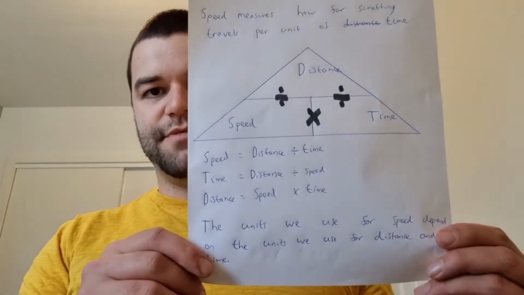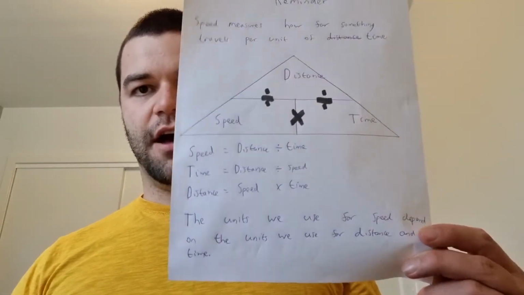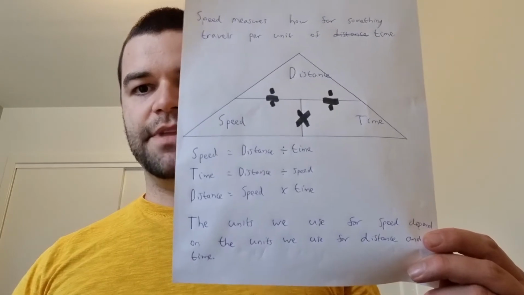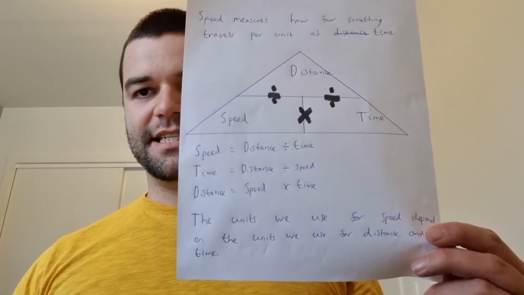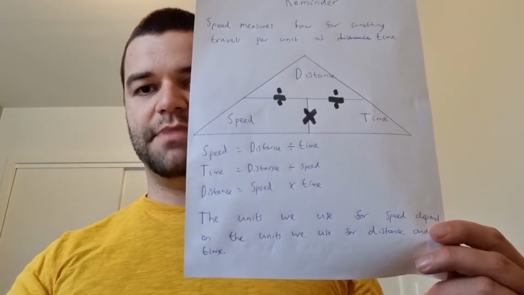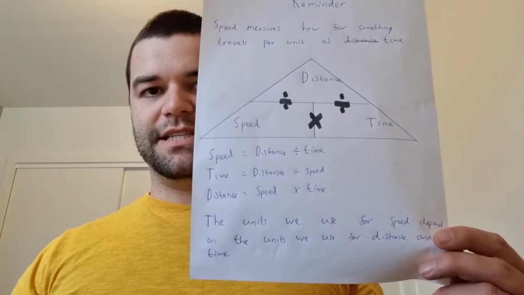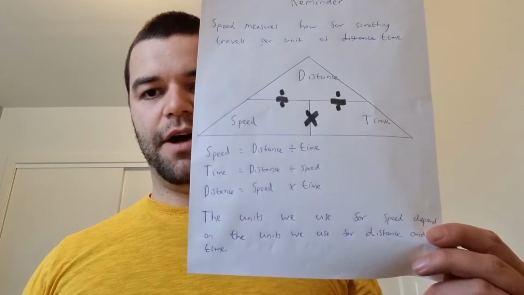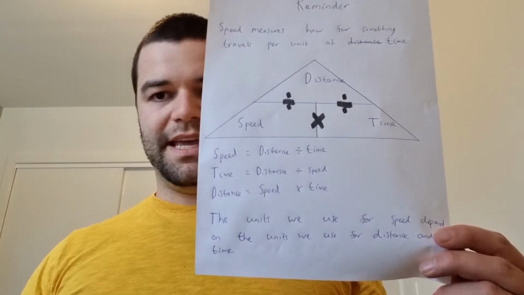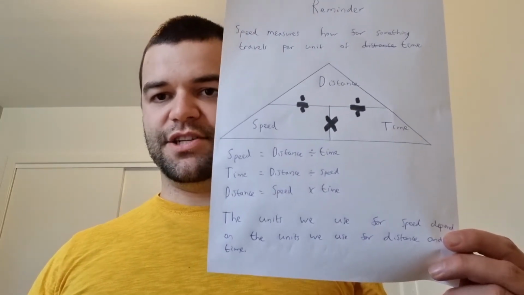The units that we use for speed depend on what the units are for distance and time. So if we are given seconds and meters, the units for speed would be meters per second. If we're given kilometers and hours, the units would be kilometers per hour. Just be aware of what you're being given in the question. That will affect what units you use.